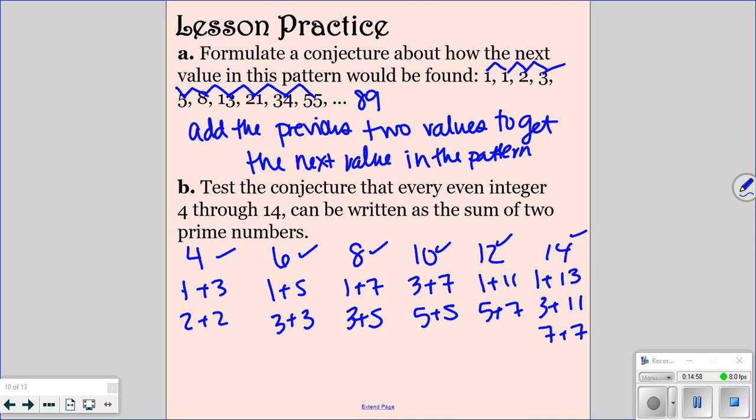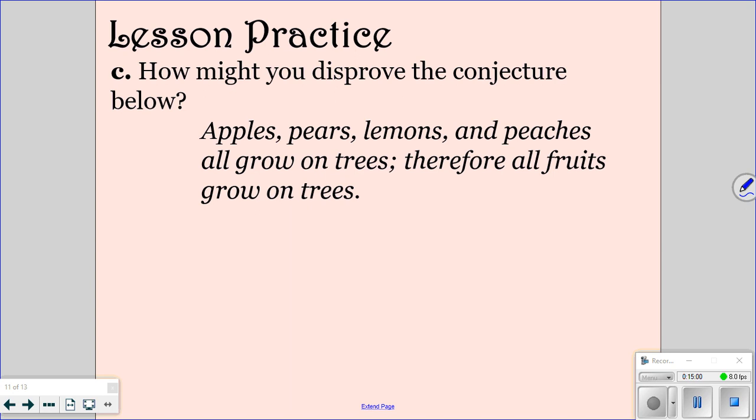Okay, let's look at one more practice problem. So y'all think about this one and then unpause the video and I'll go over it. So it says apples, pears, lemons, and peaches all grow on trees. Therefore, all fruits grow on trees.